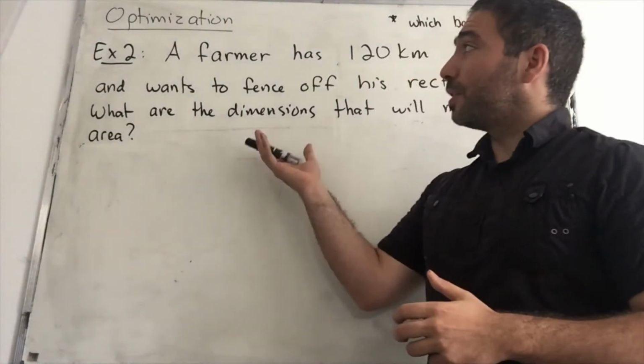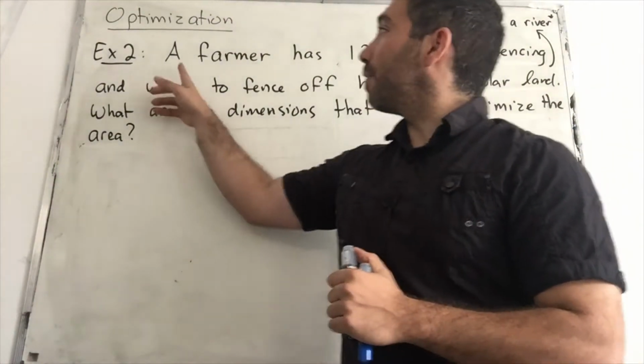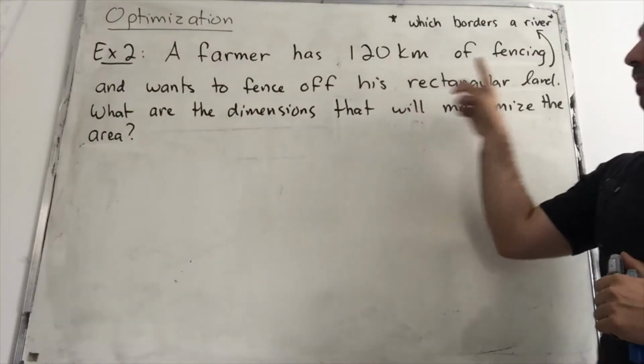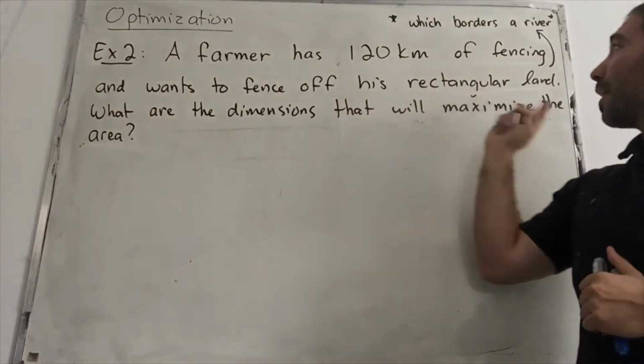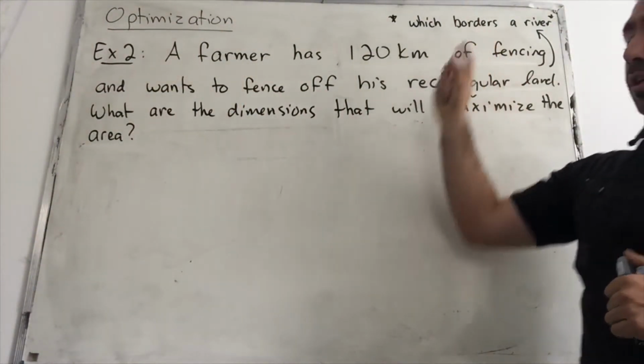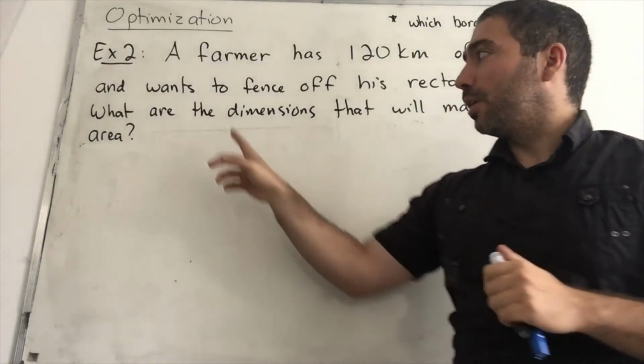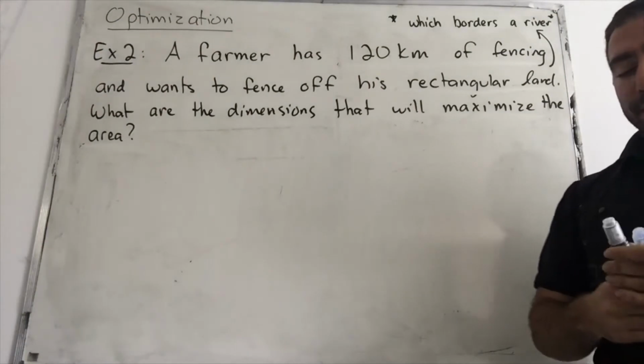So this next example is very similar to the one we just saw, so pause the video, try to do it on your own. We have a farmer which has 120 kilometers of fencing again and wants to fence off his rectangular land. But the catch is that his land borders a river now. So wherever there's the river, we're not putting a fence, we're going to leave it open. What are the dimensions that will maximize the area in this case?